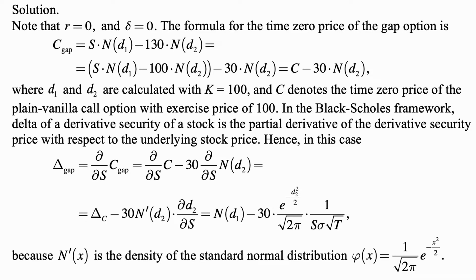That is equal to N of d1 minus 30 times the PDF of the standard normal distribution, which is 1 over square root of 2 pi times e to the minus x squared over 2 at the value x. So in the case of taking the value at d2, this becomes e to the minus d2 squared over 2 divided by square root of 2 pi. And then the derivative of d2 with respect to S is 1 over S sigma square root of T.